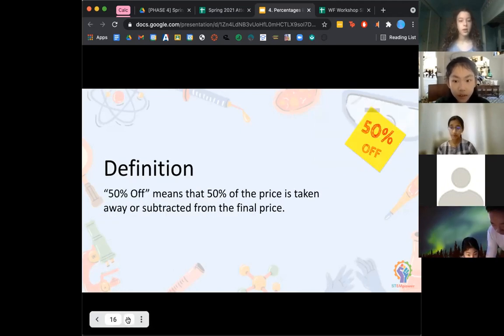Okay. So another definition. Shri, you mentioned earlier the sales that you see 40% off, 50% off. So what 50% off means is you take 50% of your price, of your whole price, and you subtract it from the price. If it was 40% off, you would take 40% of your price and then take that away from your price to get your new price.